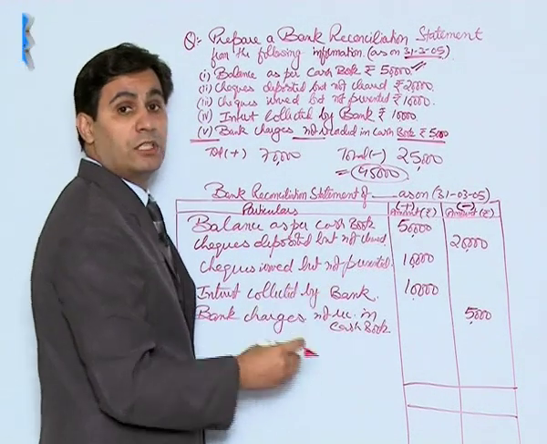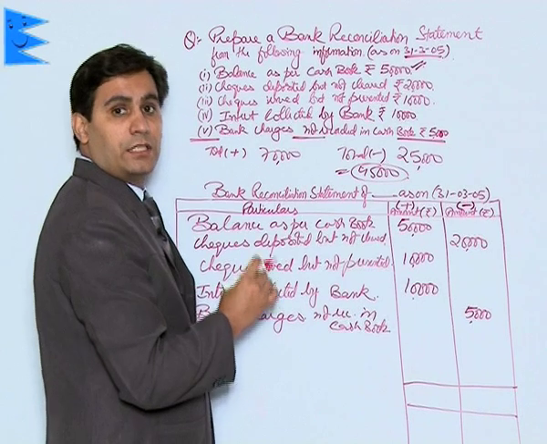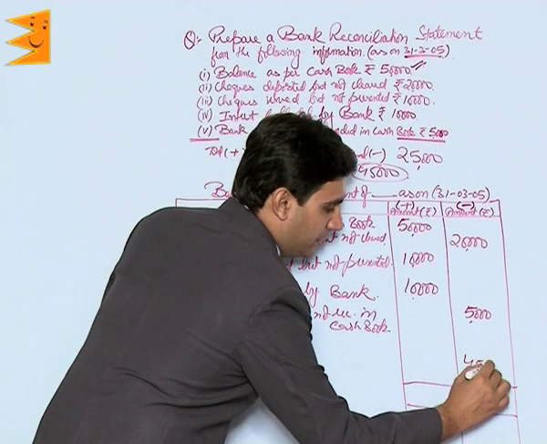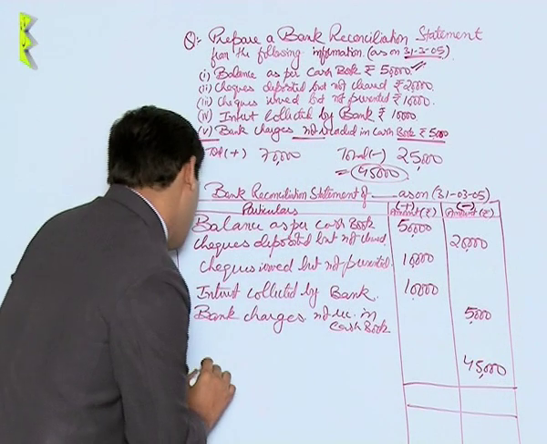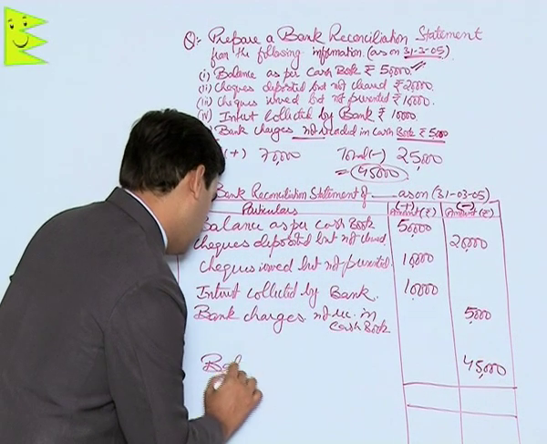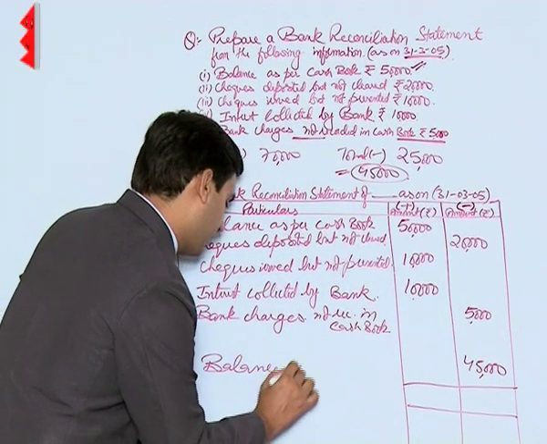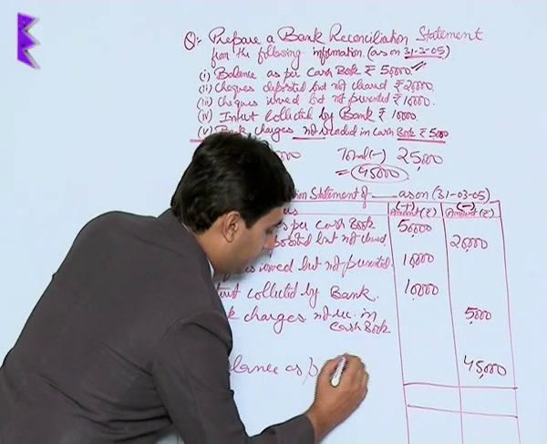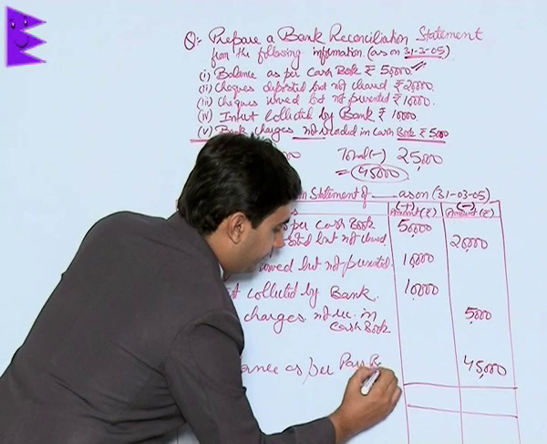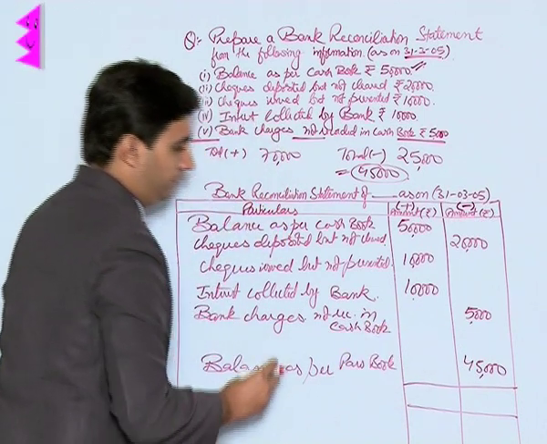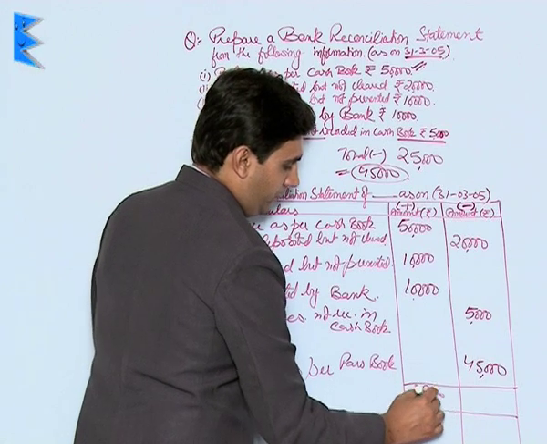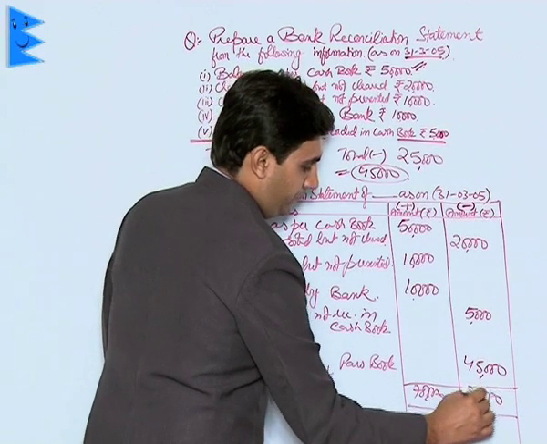We will put it on the lower of the two sides. The lower of the two sides here is the minus column. So 45,000 here, but this is a positive balance as per passbook, 45,000, totaling it out 70,000 on both the sides.